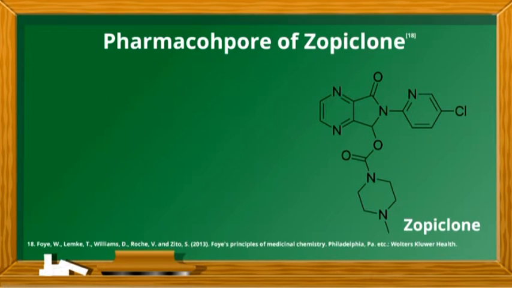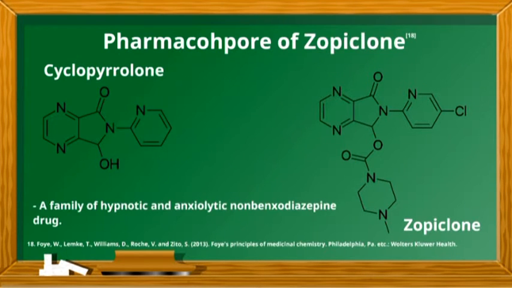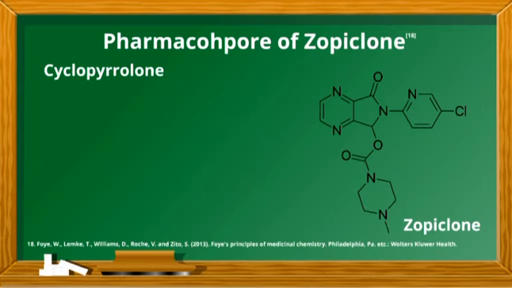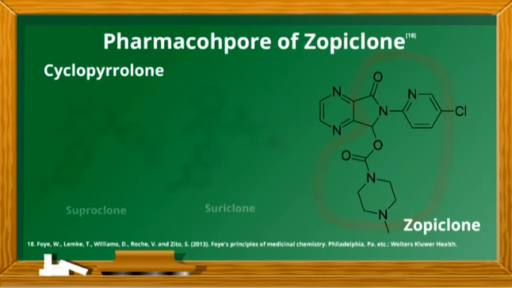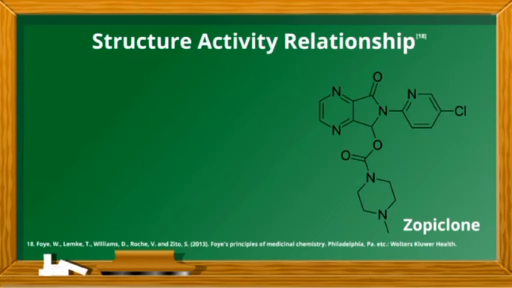Zopiclone is a cyclopyrrolone, a family of hypnotic and anxiolytic non-benzodiazepine drugs. These two molecules are also cyclopyrrolones. They have similar structures to Zopiclone. They also have a sedative effect like Zopiclone. Since the pharmacophore for Zopiclone hasn't been established, we can suggest what it may be according to these two drugs. It displays ionic interactions, pi-pi stacking, and hydrogen bonding. These would be the factors considered when looking at its activity on the benzodiazepine receptors.